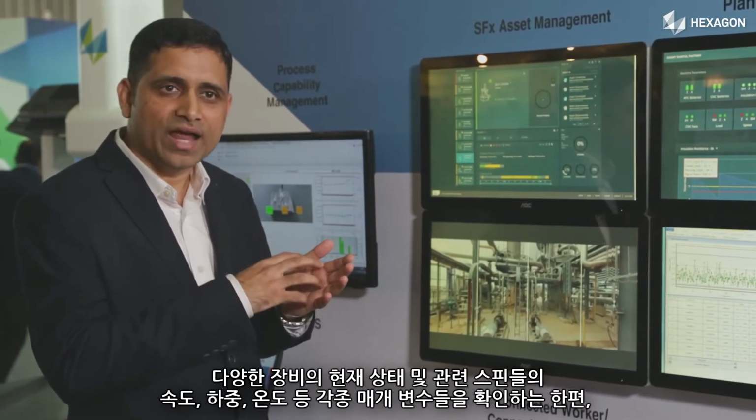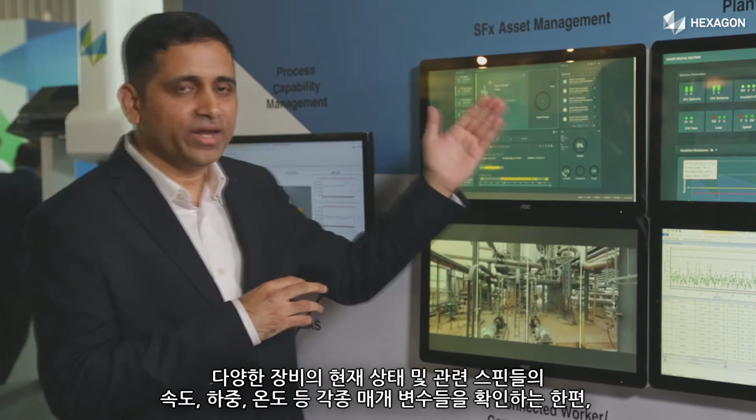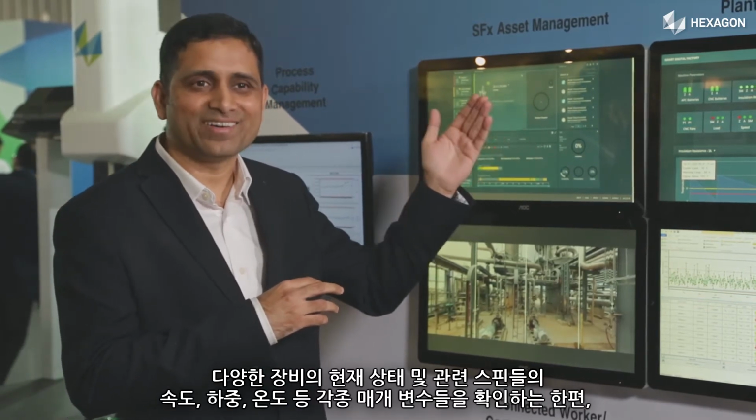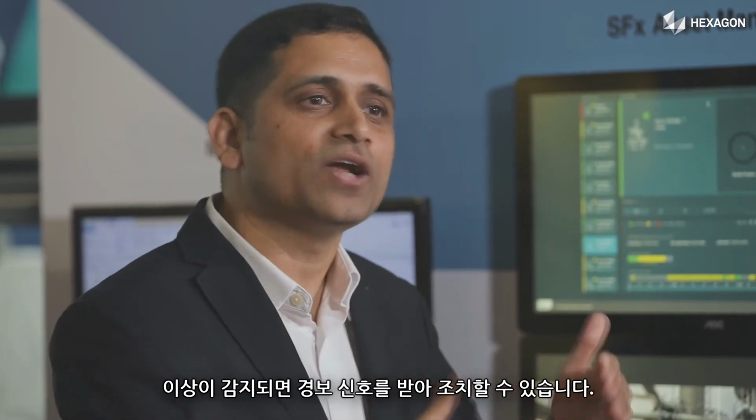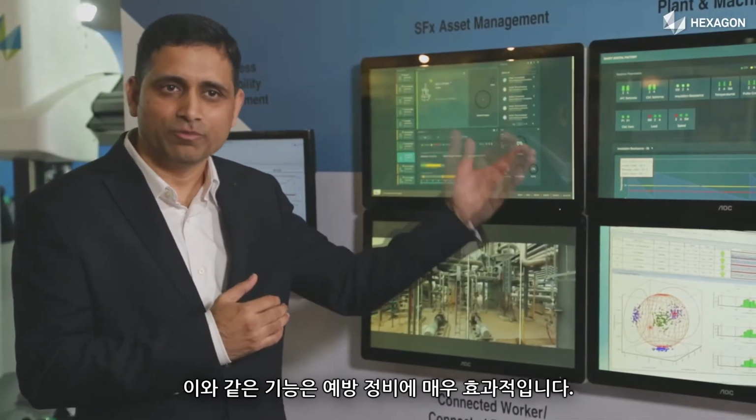We can understand also various machines, their current state, and also various parameters related to the machine, for example, spindle speed, load, temperature. And if there is any abnormality noticed, we get an alarm signal so that we can take the corrective action. So it also helps for predictive maintenance.